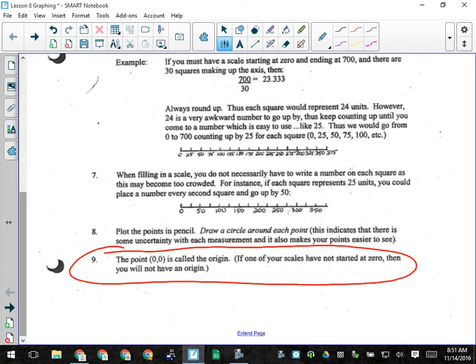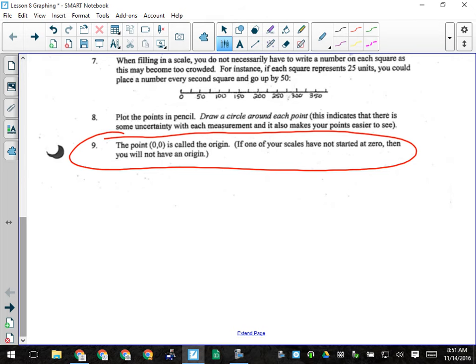And by graphs, by the way, guys, I mean line graphs, like a scatter plot of points with a line through it, not a bar graph or a pie chart or anything like that. We're talking about a line graph here. So the point 0, 0 is called the origin, and it essentially shows the intersection of 0 and 0.